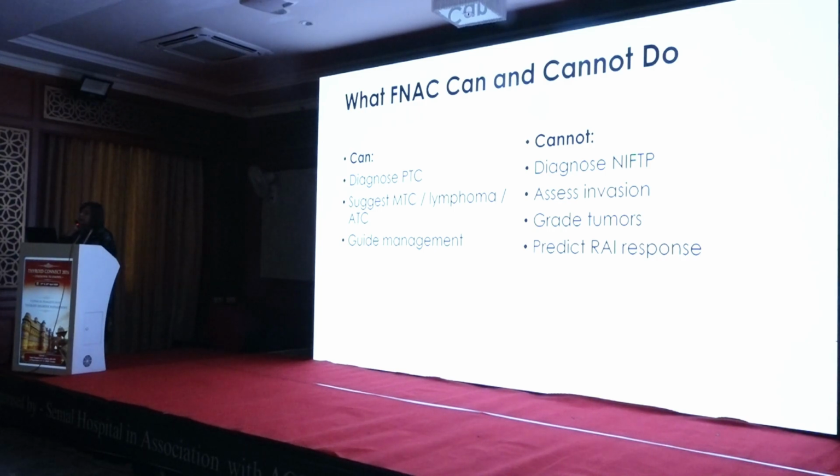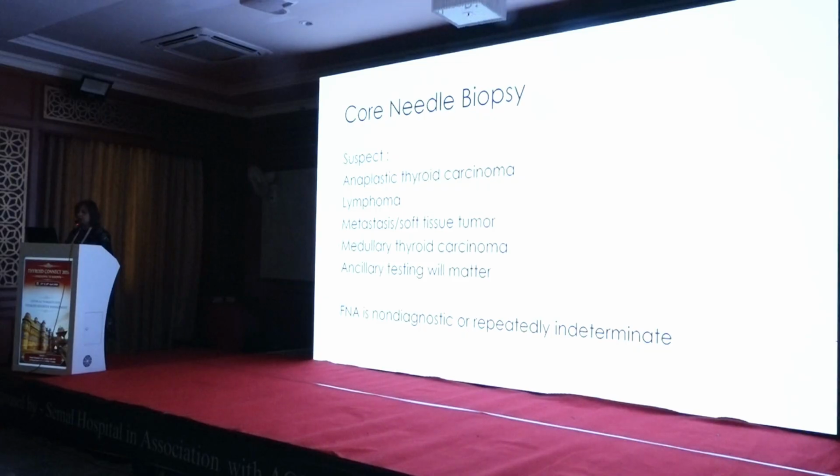What it cannot do is assess invasion. So all the diagnoses which are based on criteria of invasion, cytology cannot do. That is why we have that category of 4A, which is follicular neoplasm. And it cannot very reliably grade tumors. So poorly differentiated thyroid cancers, you cannot make that diagnosis very accurately on FNAC. And it cannot tell you whether RAI can be given or not. All those features you get on pathology.